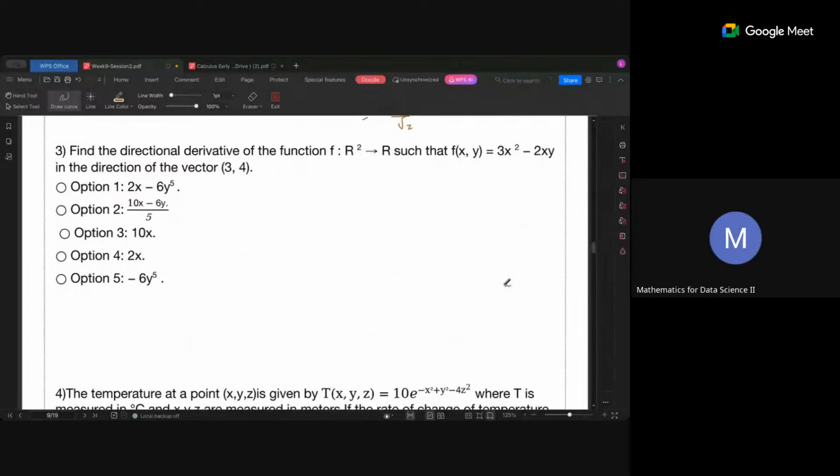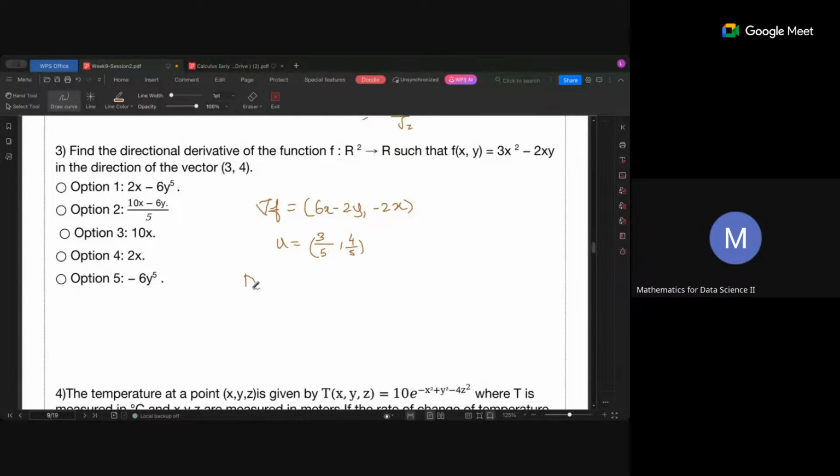Find the directional derivative of the function f from R to R such that f of (x, y) is given in this, in the direction of (3, 4). So what is your gradient function first of all? It is (6x minus 2y, minus 2x). Okay, so what is your unit vector? (3 by 5, 4 by 5).